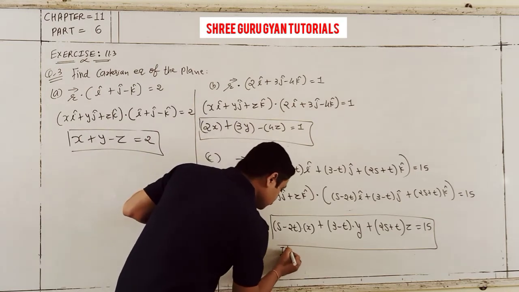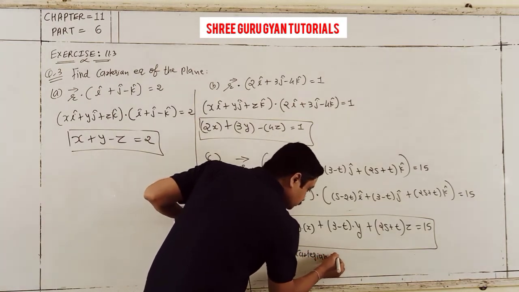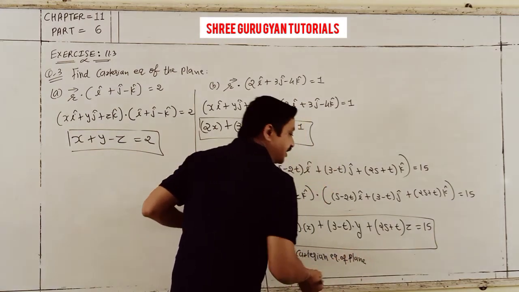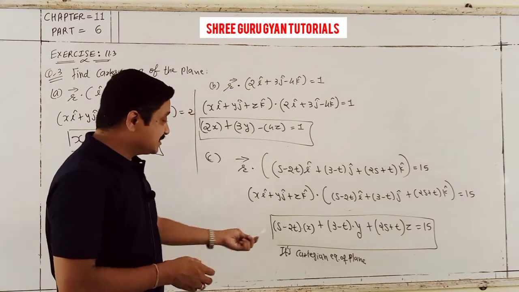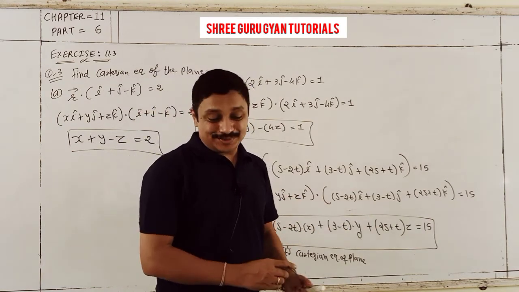It is the Cartesian equation of a plane. Students, here Cartesian plane, you know that Lx plus My plus Nz is equal to D.